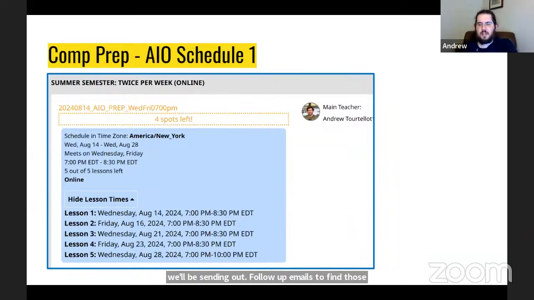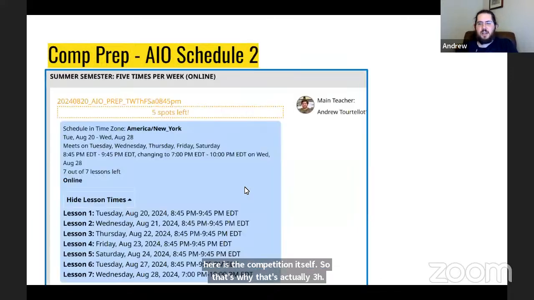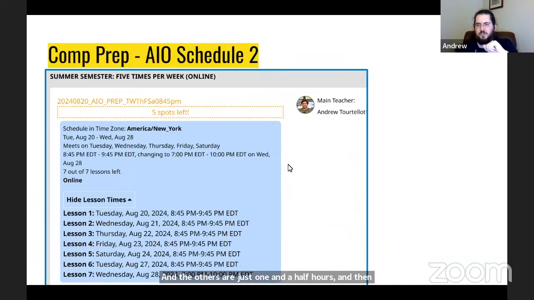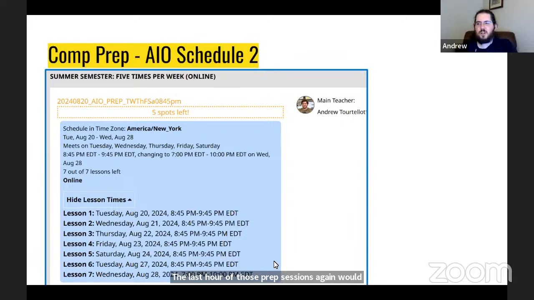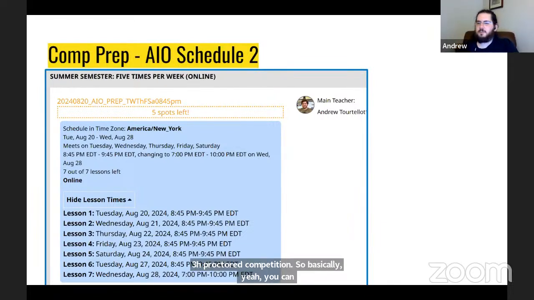This is the one that is twice per week, and you can see that the last session here is the competition itself. So that's why that's 3 hours, and the others are just 1.5 hours. And then this is the 3 times per week option, 1 hour each of those 3 times, followed by, the day after the last hour of those prep sessions, the 3-hour proctored competition. So basically, you can join the competition just by going straight to the classroom that we use for the prep class. That should make it very easy and straightforward for everyone.